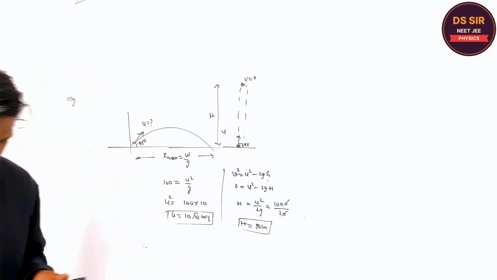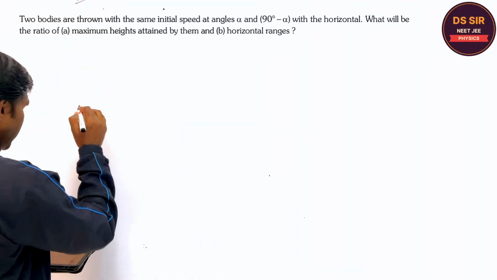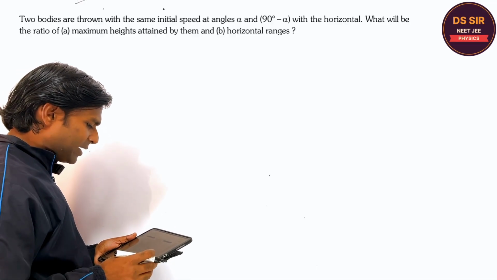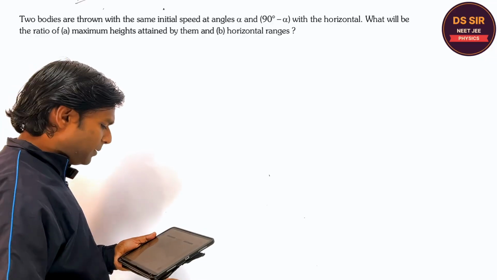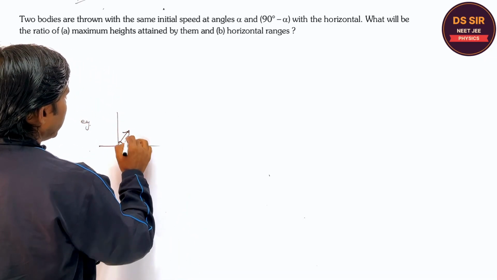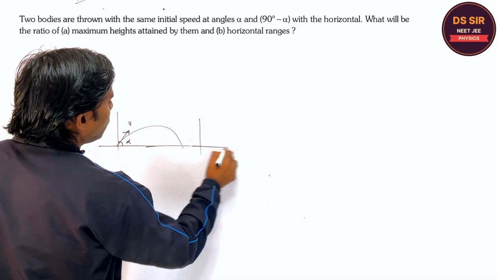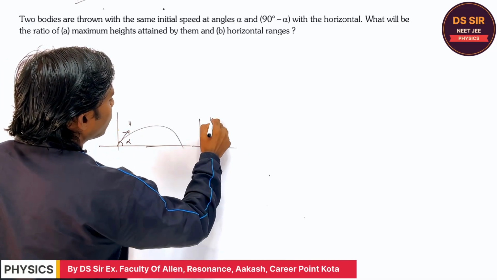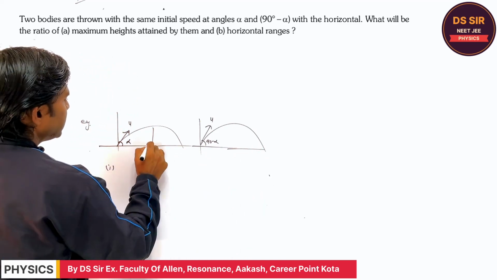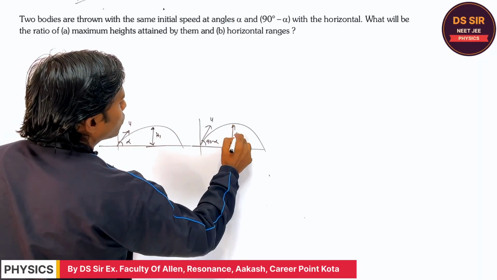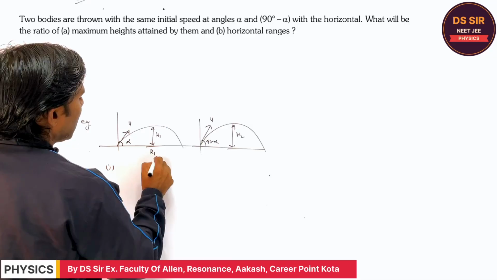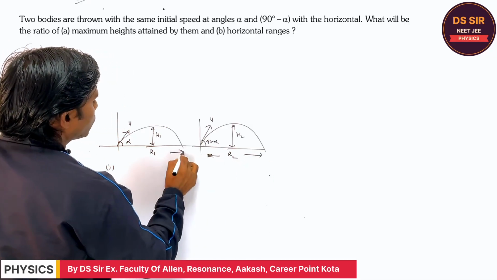Right. Copy this. In the next example, two balls are thrown at angles alpha and 90 minus alpha with the horizontal. You have to find the maximum height. Suppose one ball is thrown at angle alpha and the other ball is thrown at 90 minus alpha with the same speed. First they are asking the ratio. Suppose this is H1, this is H2. Is it clear or not? And they are also asking the horizontal ranges, R1 and R2.